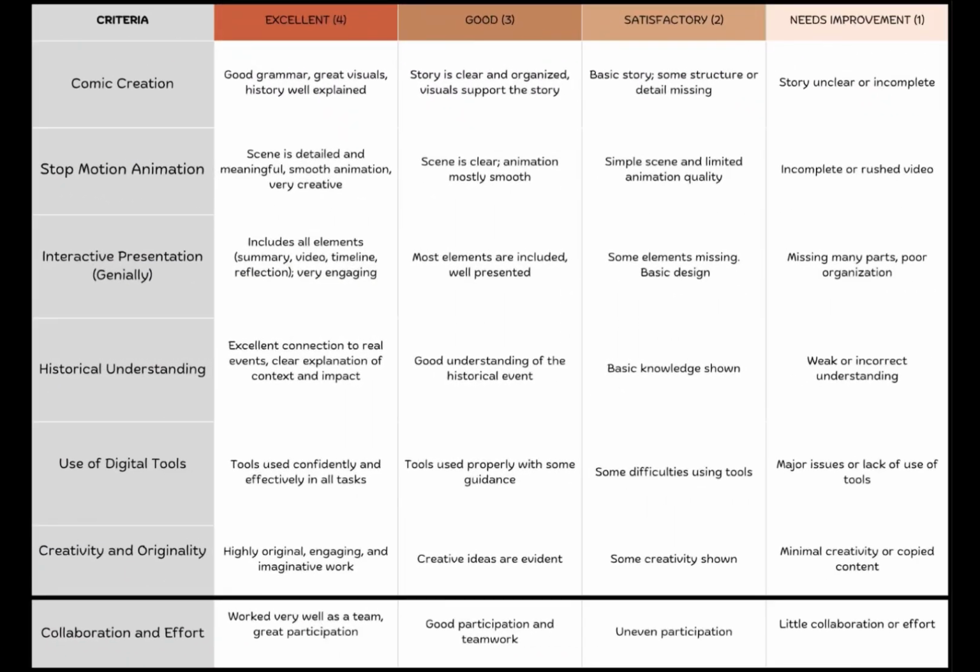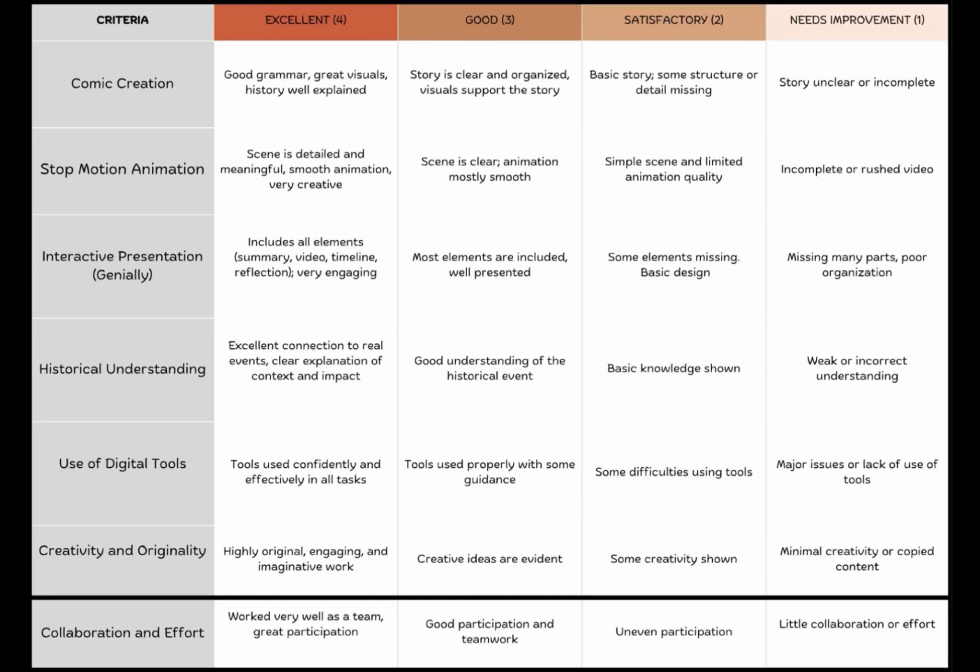This is the rubric I will use to assess my students. It includes 7 criteria, with levels of excellent, good, and satisfactory. The first one is comic creation. I will check if the story is creative, clear, and well structured. The second one is stop motion animation. I will look at the quality of the animation and how meaningful the story is. The third one is interactive presentation. I will see if they include everything: summary, video, timeline, and reflection, and if they are right.